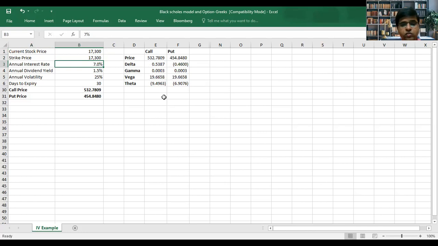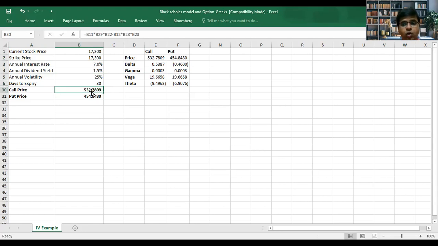Annual interest rate, which is basically rho, I have taken as 7%. Vega, which is the IV, I have taken as 25%. Theta, which is basically days to expiry, I have taken as well, and this is the delta and gamma. With the help of these option Greeks, which are delta, gamma, vega, theta, and rho, we have calculated the call price and the put option price of the 17,300 strike price, which is the ATM, when the Nifty is trading at around 17,300.